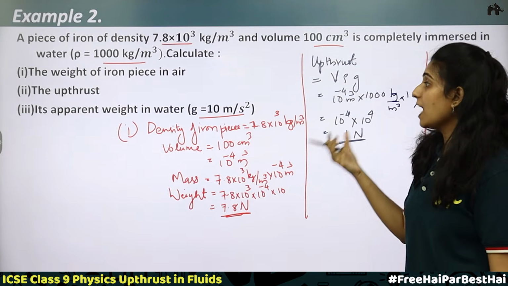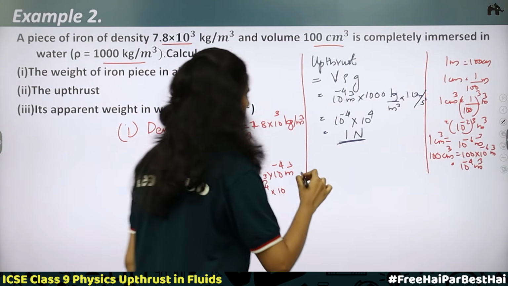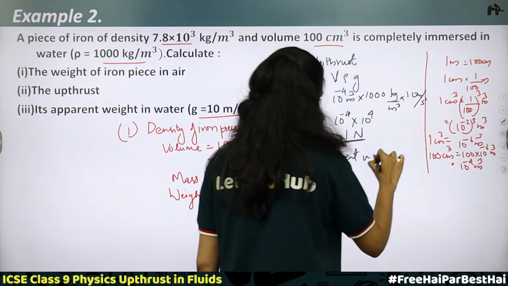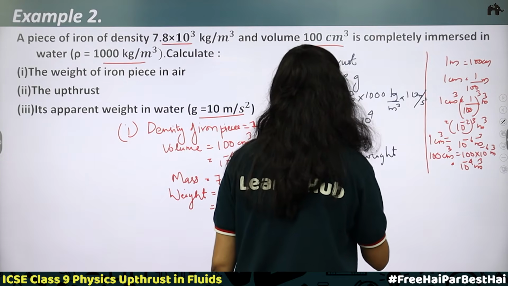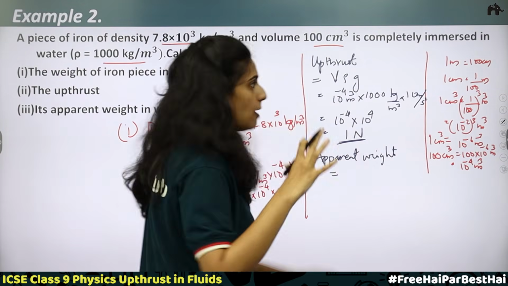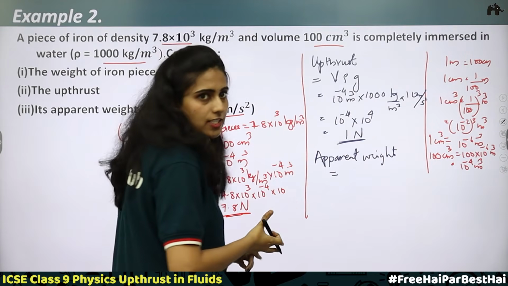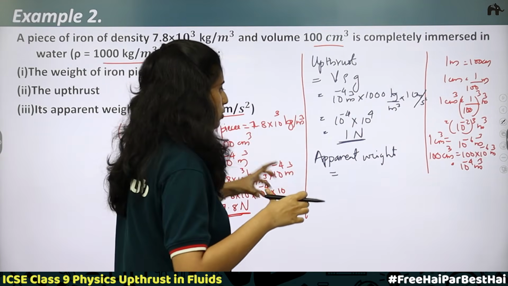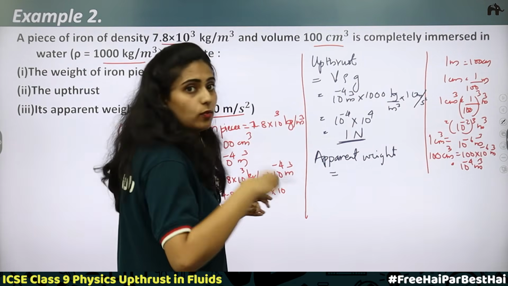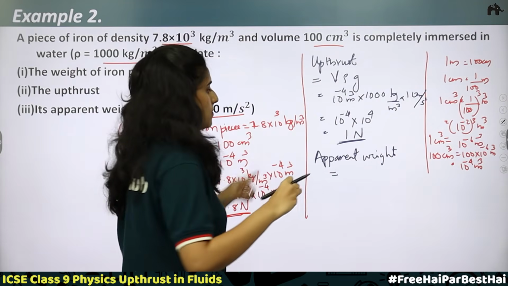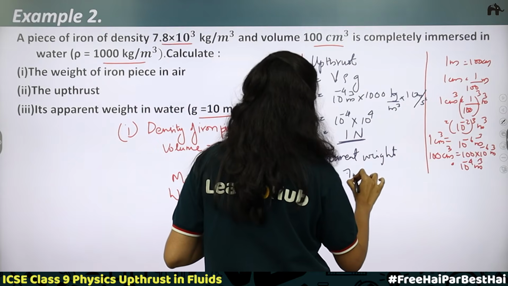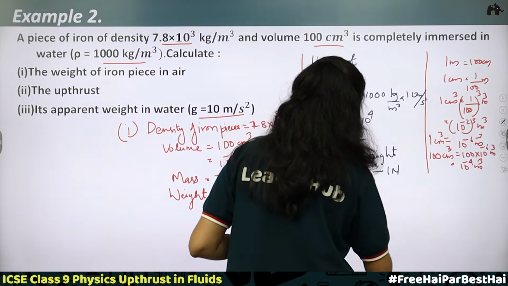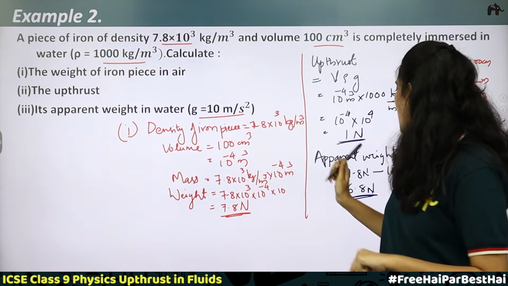Next we have to find its apparent weight in water. How to find the apparent weight? We know how to find the upthrust. Upthrust will be equal to the loss in weight, that is weight in air minus weight in water. So, we have to find the weight in water. Weight in water will be equal to weight in air minus upthrust. Okay. So, what is the weight in air? 7.8 Newtons minus 1 Newton, which is equal to 6.8 Newton. 6.8 Newton is the apparent weight.